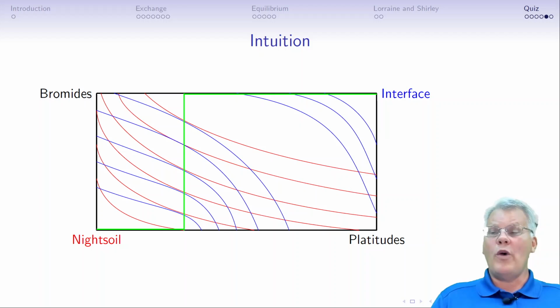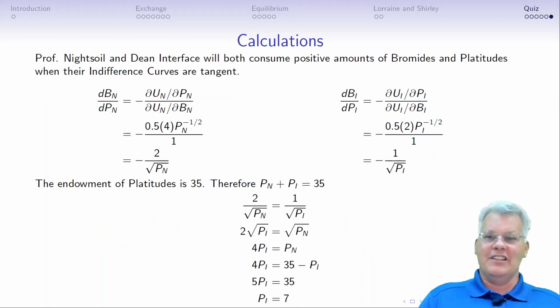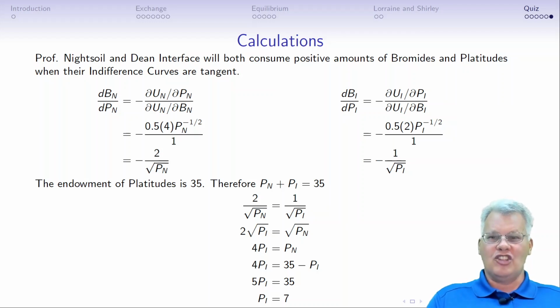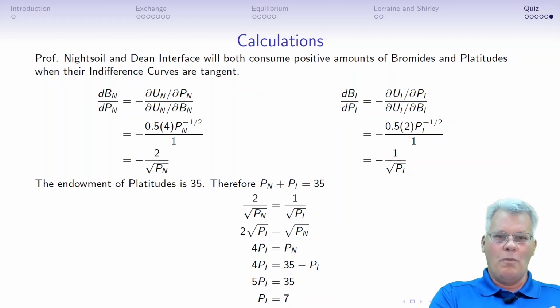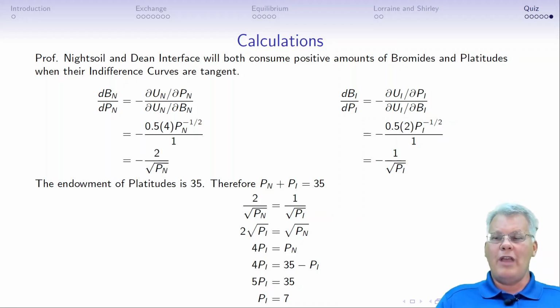And remember the question asked, what must be true for equilibria where both academics consume some of each good. Well, those are the points where the slopes of the indifference curves are equal. So if we think about the math of this problem, we need to find the slope of Professor Night Soil's indifference curves, and that's on the left, and the slope of Dean Interface's indifference curves, and that's on the right. So I get their slopes and I set them equal, and I'll do very much like what I did with Charlie and Doris in the previous problem.